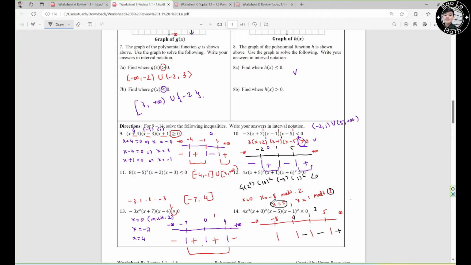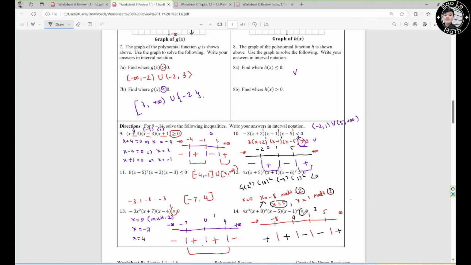S equal to 0, right here, multiplicity of 3. Because this is odd multiplicity, this factor keeps changing the sign. Now negative 8, the zero of this one right here, has multiplicity of 2, so it doesn't change the sign, so this one is positive.